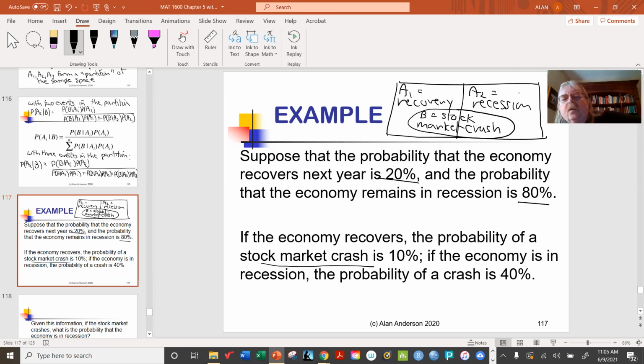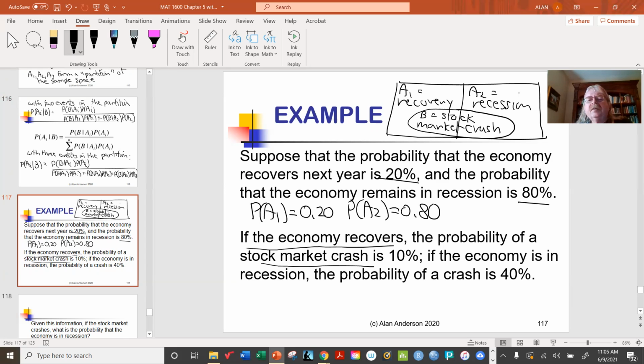Okay, now, in order to solve any problems here, we have to be given several different types of information, of which at least one is a conditional probability. So just based on what you're seeing up there, you can tell already that the probability of A1 is 0.20, and the probability of A2 is 0.80. Now, these are the interesting ones. If the economy recovers, the probability of a crash is 10%. Now remember, B represents a crash.